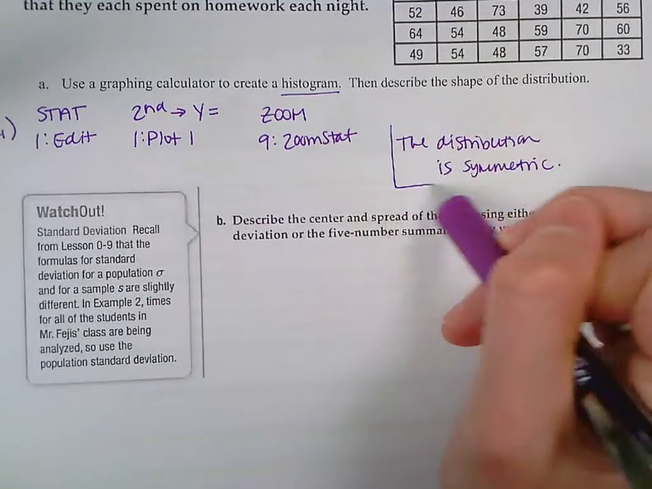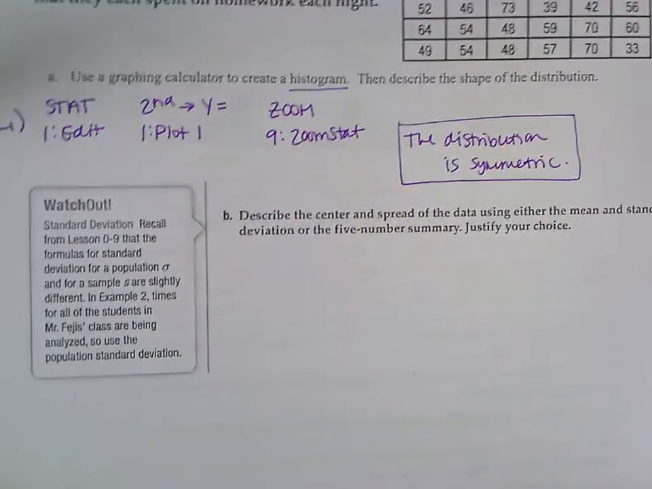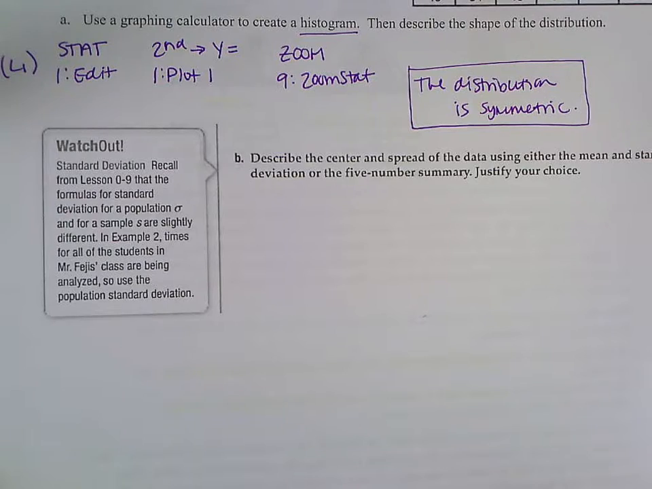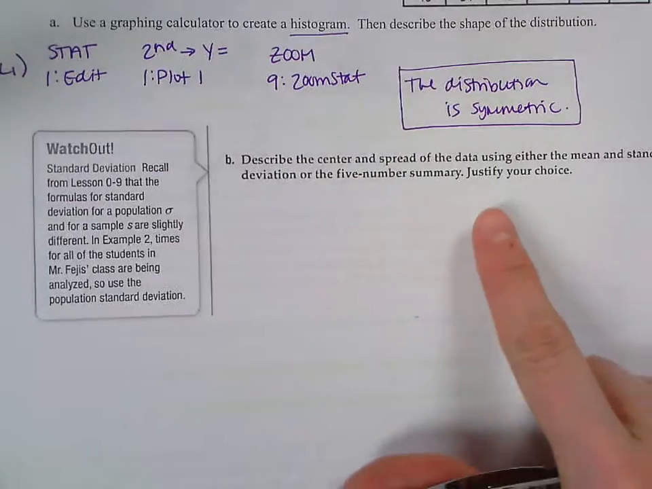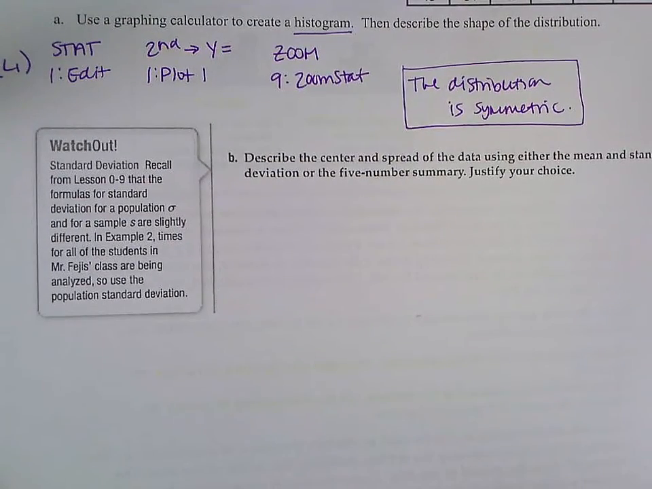And now knowing that, I have to think about what statistics I'm going to use to describe the center and the spread. So in part B, it says describe center and spread using either the mean and standard deviation or the 5-number summary and justify your choice. So if you look back at the front, if our distribution is symmetric, what should we use? Yes, mean and standard deviation, because if it's symmetric, your mean is roughly in the middle. So it's a good measure, and then standard deviation goes with the mean.